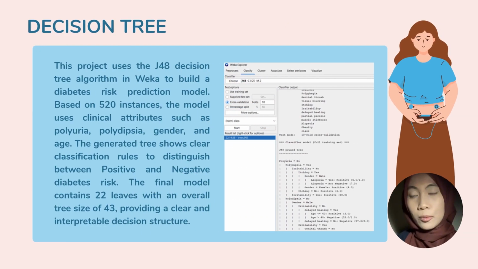In this project, we used the J48 decision tree algorithm implemented in Weka to develop a diabetic risk prediction model. The model was built using the 520 patient instances from the early stage diabetic risk prediction dataset. The generated decision tree produces clear and understandable classification rules, allowing the decision-making process to be easily interpreted. The final model consists of 22 leaf nodes with an overall tree size of 43, providing a structured and transparent decision model that is suitable for early stage diabetic risk prediction.